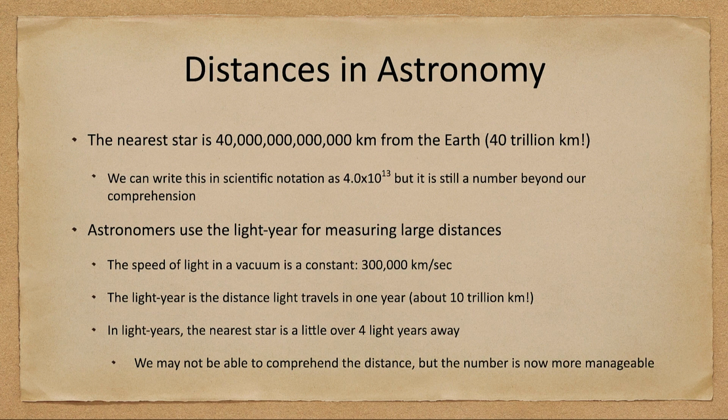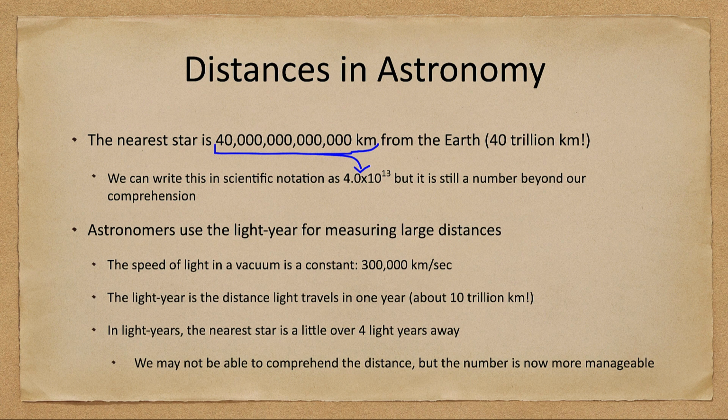Now let's go ahead and look at some of these distances. Again, numbers get very big. The nearest star other than our sun is 40 trillion kilometers away from Earth. That gets to be big numbers and very hard to comprehend. We can write this in scientific notation as 4 times 10 to the 13th. But how can we even imagine 40 trillion of anything? It is a much larger number than our brains like to try to comprehend.